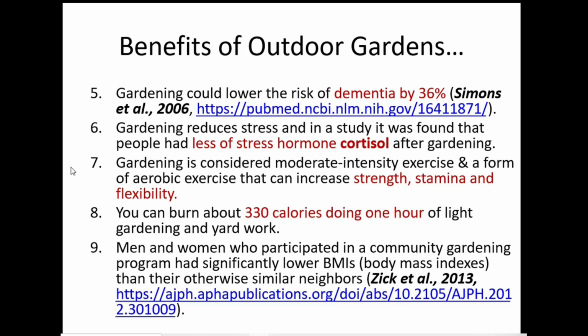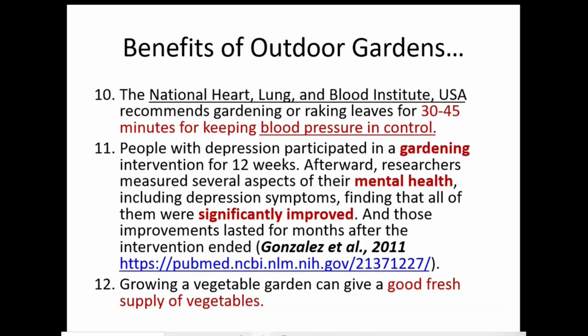And apart from that, it reduces stress. Again, there's a study showing that cortisol, the hormone responsible for stress, will be decreased if you engage in gardening. And gardening is considered a moderate intensity exercise, and that exercise will increase your strength, stamina, and flexibility. And these are the last three benefits. There are so many, but I shortlisted a few.